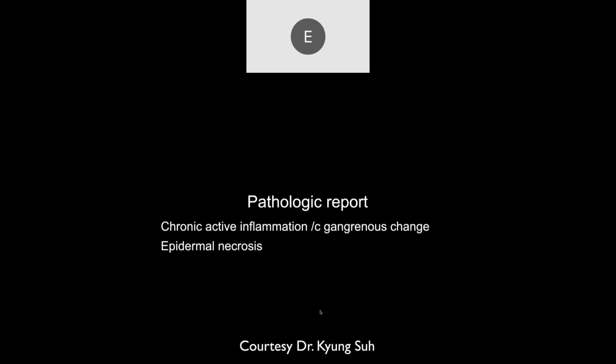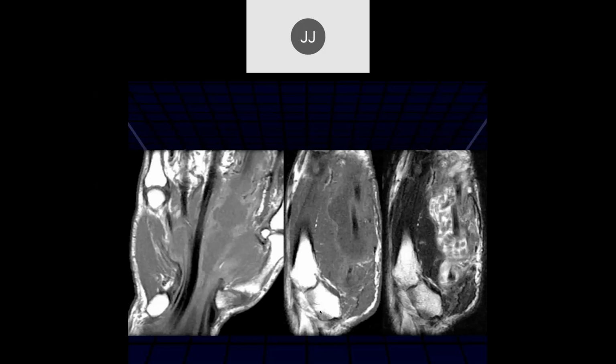Path report: chronic active inflammation, gangrenous change, epidermal necrosis. Yeah, and so this was necrotizing fasciitis. Very difficult problem, miserable to deal with. But if you're going to do surgery, you better do it as far proximal as you can get away with. In terms of amputation.